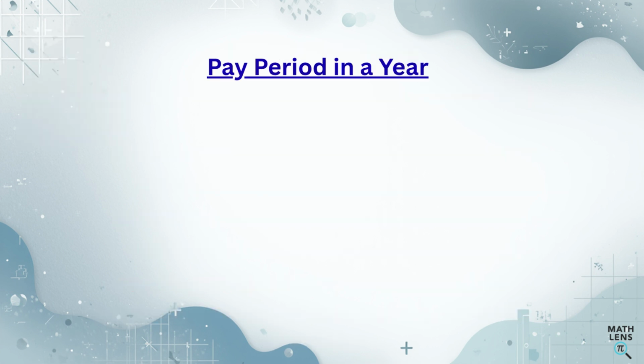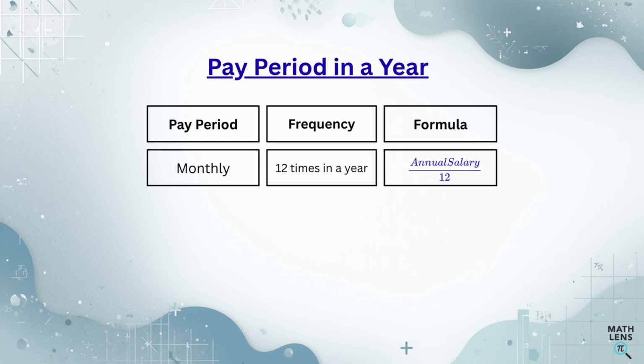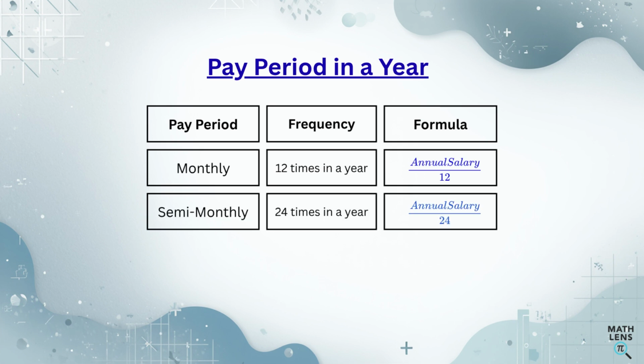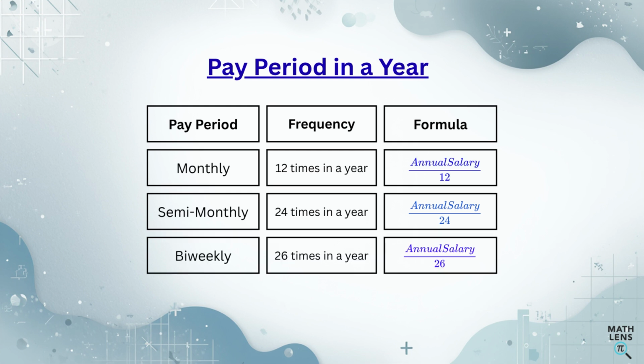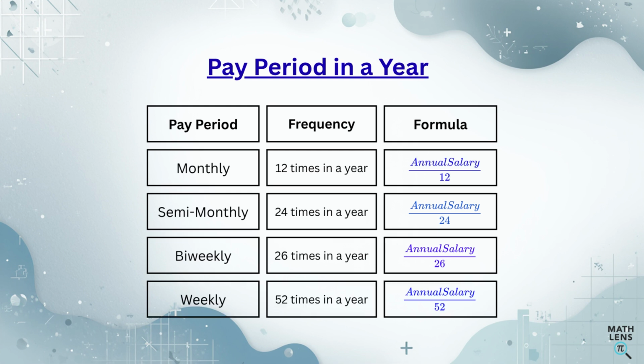When we talk about pay periods, we're referring to how often an employee receives their paycheck. This can vary by a company's payroll structure and can greatly influence how an employee manages their personal budget. For instance, if you are paid monthly, you receive your paycheck 12 times a year. A semi-monthly pay period means you'll get paid 24 times a year. If it's bi-weekly, you receive a paycheck 26 times. Lastly, a weekly pay period results in 52 paychecks annually.